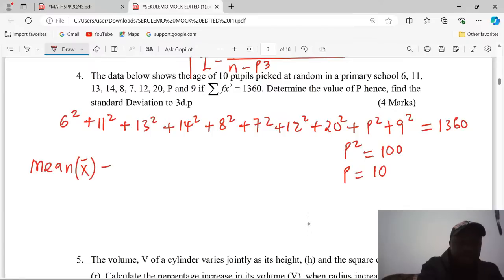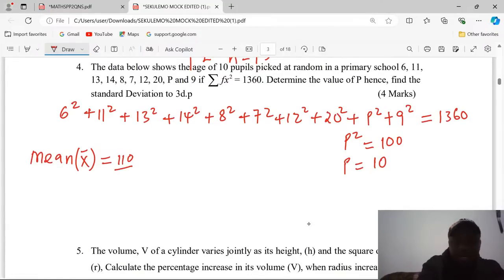For us to get the mean, we should add all the values now, starting with the 10 itself, the value that we have just calculated, then 6, then 11, then 13, plus 14, plus 8, plus 7, then plus 12. After 12, we add 20. After 20, we add 9. We have already added p. I'm getting 111. Then I divide by 10.